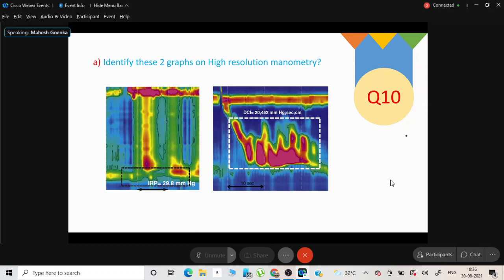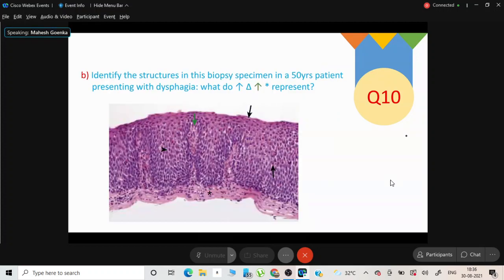So question 10B is identify the structure of this biopsy in a 50 years old patient presenting with dysphagia. This is an esophageal biopsy, and there are 4 indicators. So you find arrowheads, you find a green colored arrow. Sorry, these are arrows, black colored arrow, green colored arrow, arrowheads, and asterisks. So what does each of them represent in this biopsy? This is a 50 years old male presenting with dysphagia, biopsy from the esophagus.